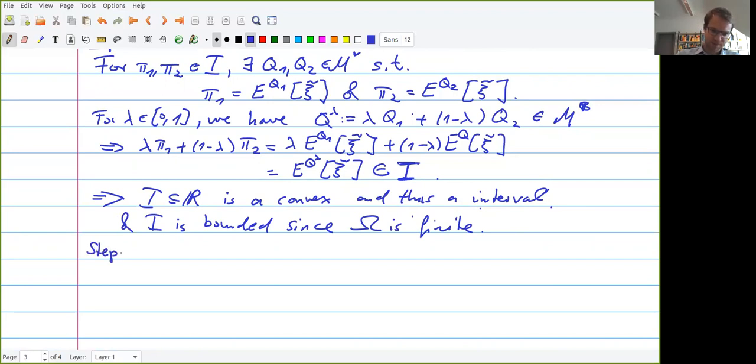Okay, so we have a bounded interval. That was the easy step. Now we go to the hard step. The hard step is to verify that it is an open interval. So this is what we show next. We need to show that I is open. Okay, so how do we do this?